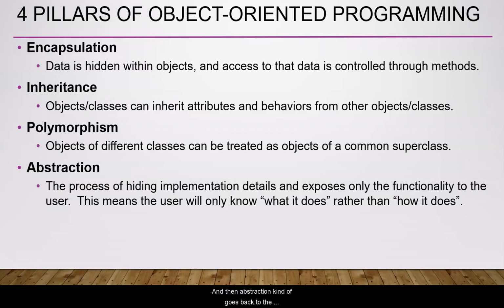Then abstraction kind of goes back to the encapsulation part, where instead of being about what you're hiding, it's about what is shown to the user. We're hiding data from the user with the private methods and private attributes when we do encapsulation. What we're showing to the users, and the reason why we decide what we show them, is what is called abstraction. So that's the basics of it, the four pillars of object-oriented programming. In future videos, I'm going to go through what each one of these is in more detail.